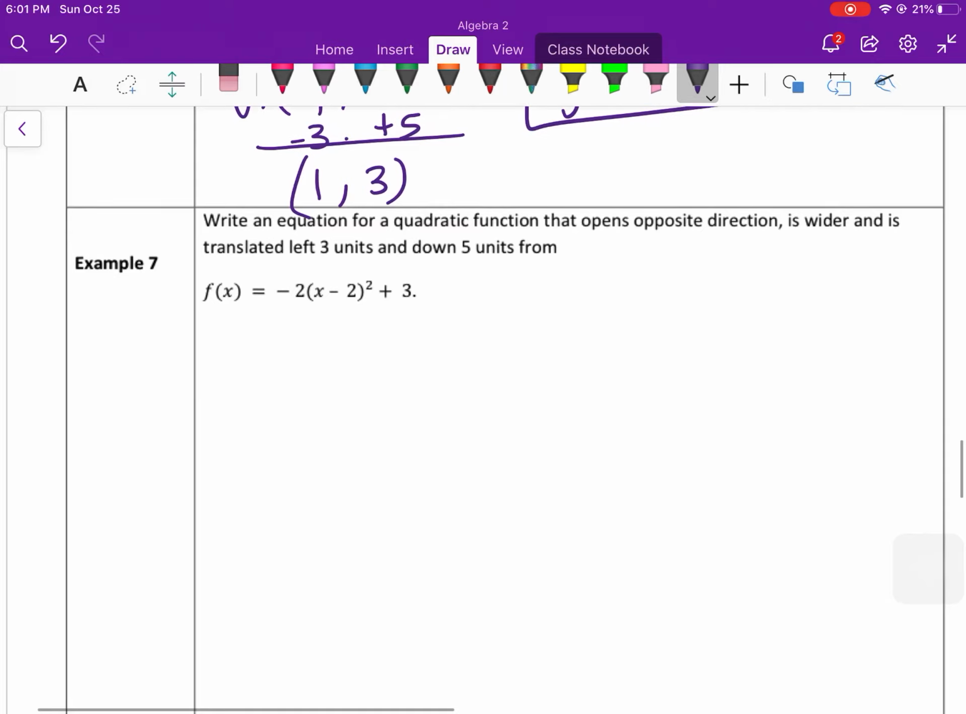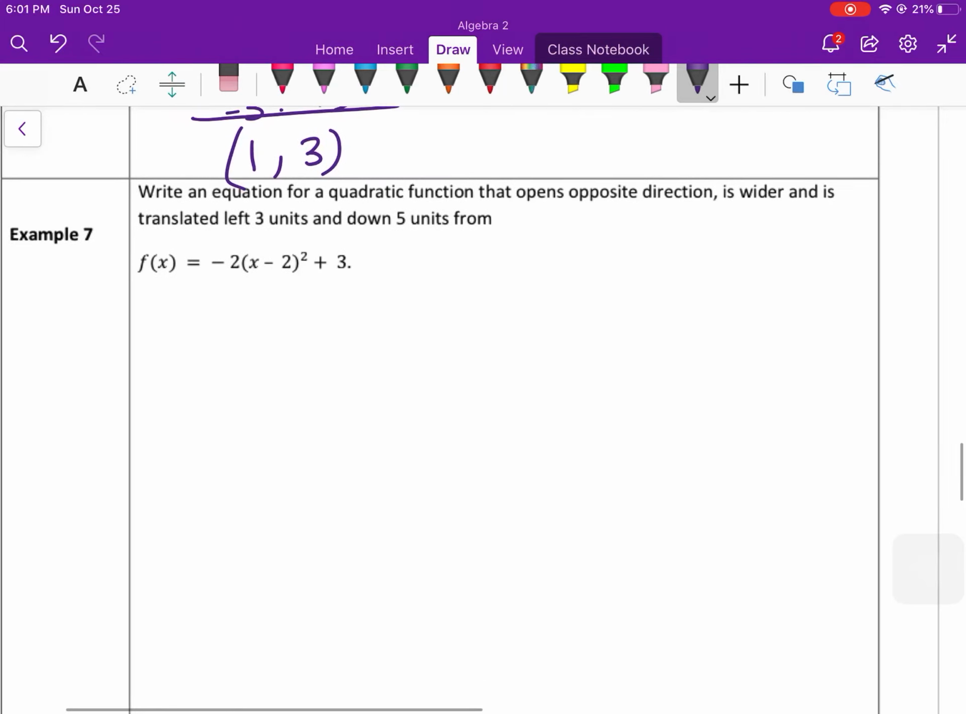All right, we'll do one more. Opens in the opposite direction, wider, and translated left 3 and down 5. So this one currently opens down because a is negative. So to make it opposite, now I need my a to be positive. Wider means that it needs to be less than whatever it is. So it's at 2, so I need an a value that's less than 2. So it could be 1, it could be 1.5, it could be a half, something less than 2.